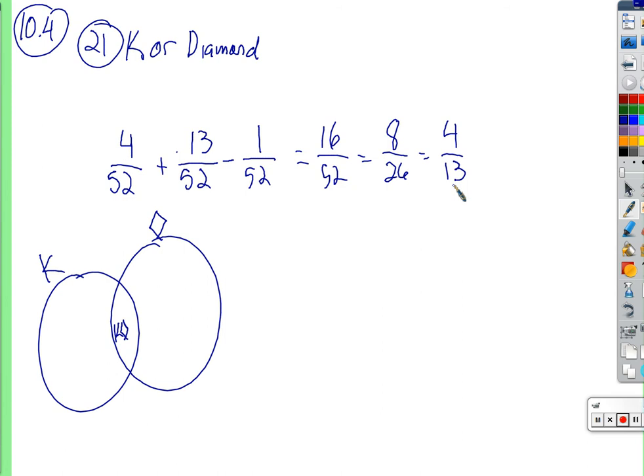Any other questions? Think about that overlap. Are there things that are included in both of these probabilities that I need to subtract out?